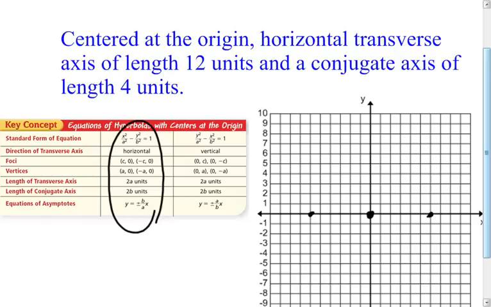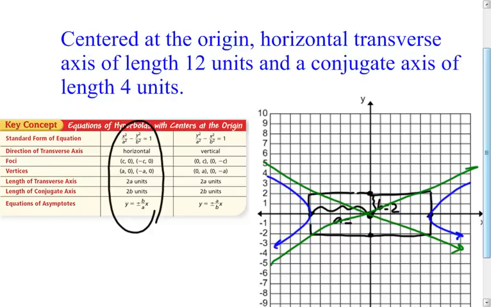And then the conjugate axis is the opposite axis. It has a total length of 4 units, which if you split that in half means you're going to go 2 up and 2 down. So here's your little box right here. And we know that this is a left-right hyperbola because it told me that the transverse axis is horizontal. So now what I know is that a is 6, and b is 2. And of course you would have your asymptotes here. And I know this is a left-right hyperbola, so it's going to go like this and like this.